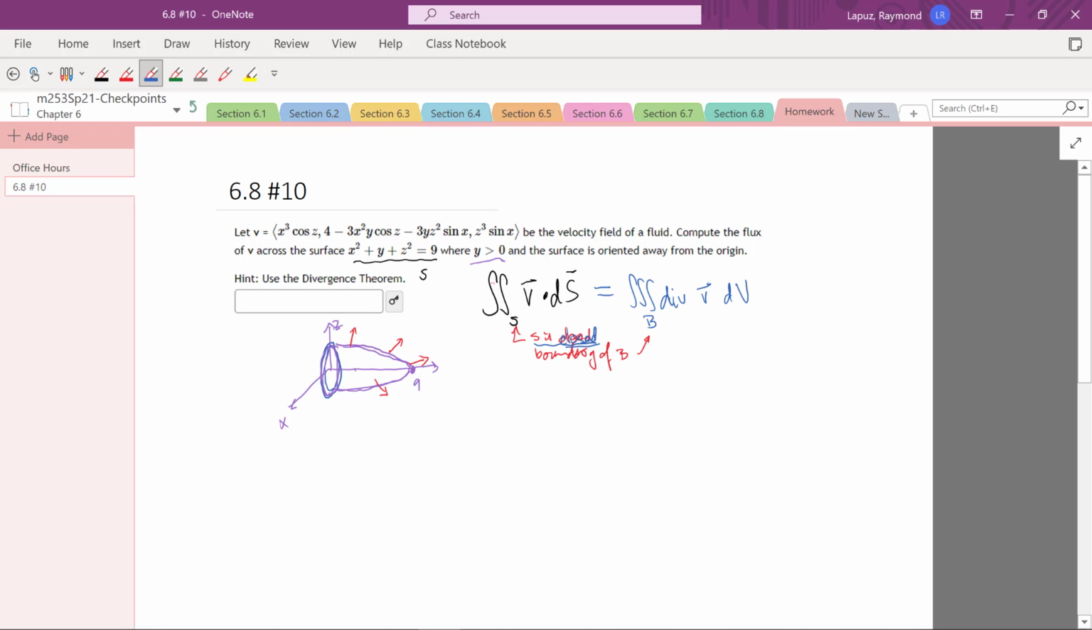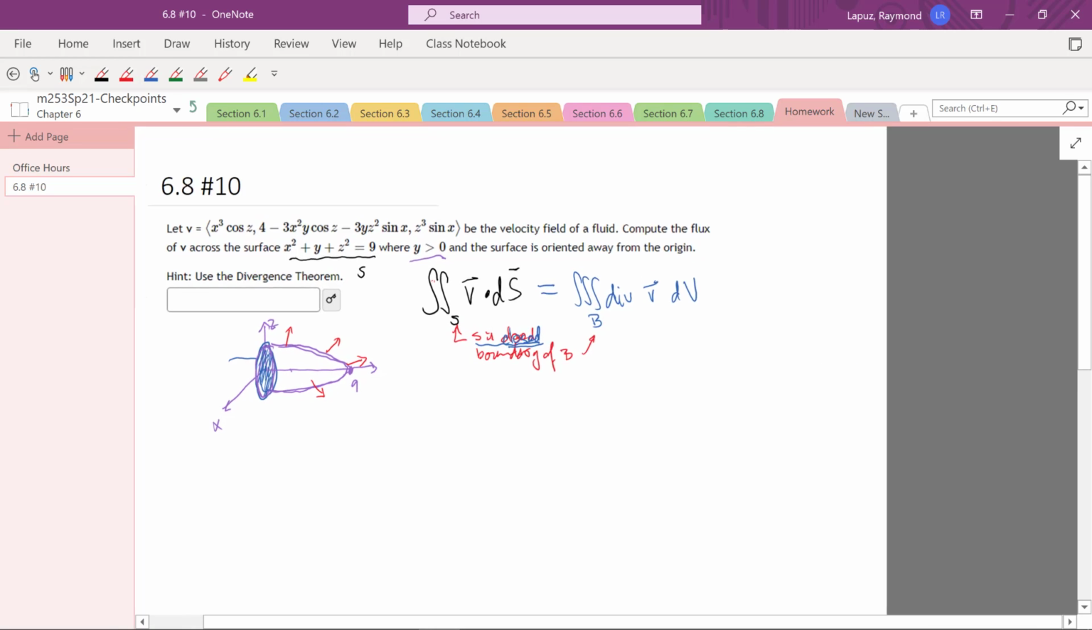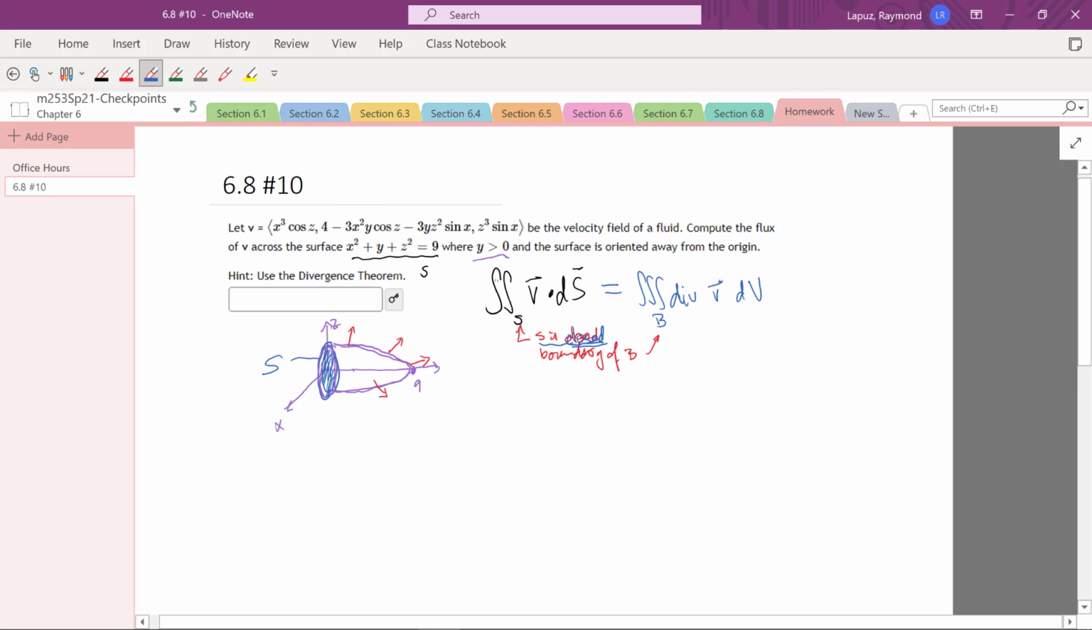What we can do is close it. We can close it with any surface that would close this up. And the simplest surface that seems like it would close this up would be a disk. So let's close this up with a disk. Let's call this disk S2 to describe it as a surface. And if we take a look at the intersection here, it'll be x squared plus z squared equal to 9. That's when y is equal to 0.